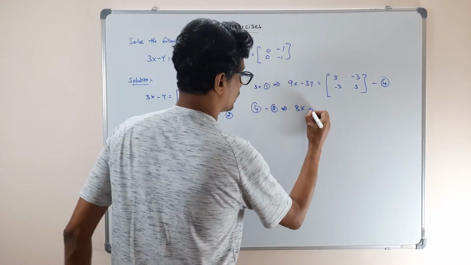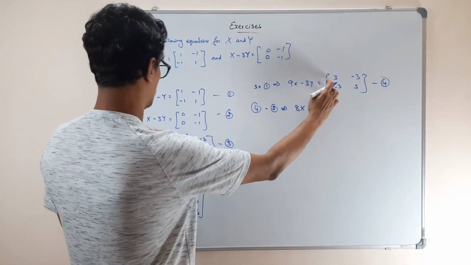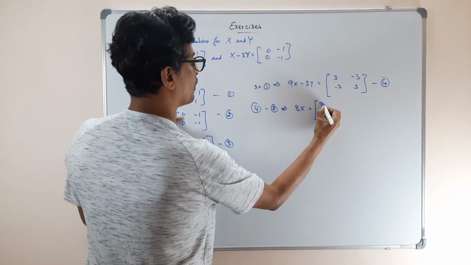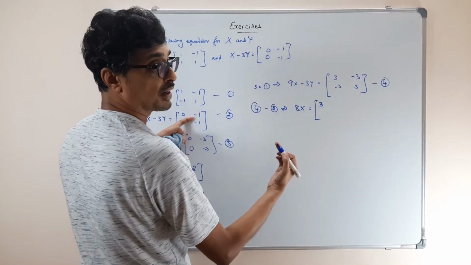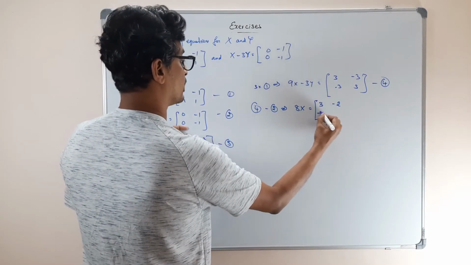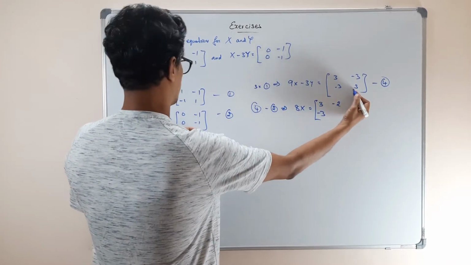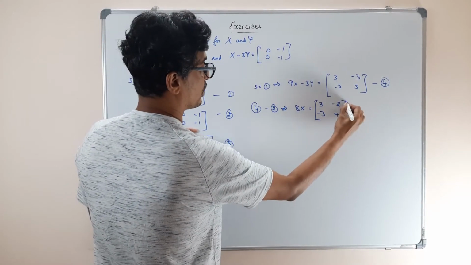So now this will be equal to this and this, right? So 3 minus 0, that makes it 3. Minus 3 minus of minus 1, that is minus 3 plus 1, become minus 2. This is minus 3 minus 0. So this is 3 minus of minus 1, 3 plus 1, that will be 4.